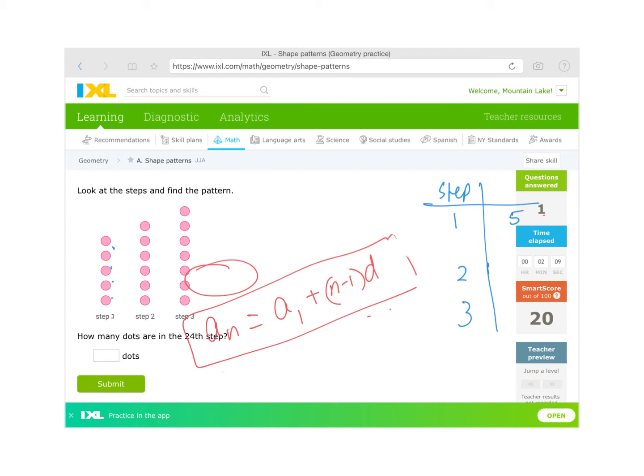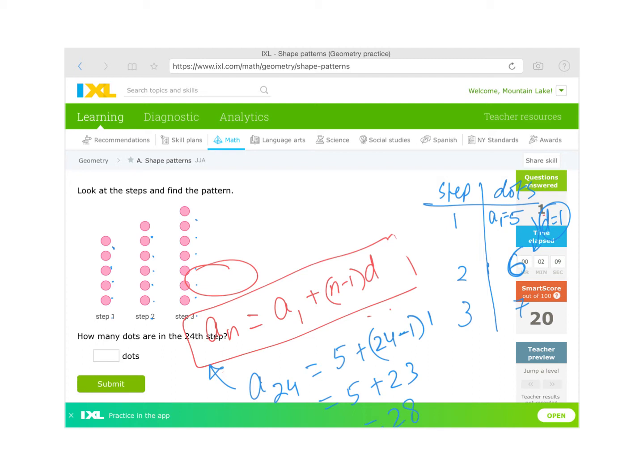This has 1, 2, 3, 4, 5, 6. And then we've got 1, 2, 3, 4, 5, 6, 7. So again, D is 1, right? And A1 is 5. And we want to find out what A24 is, as the question is asking us. So if we plug in 24, we'll get our answer.